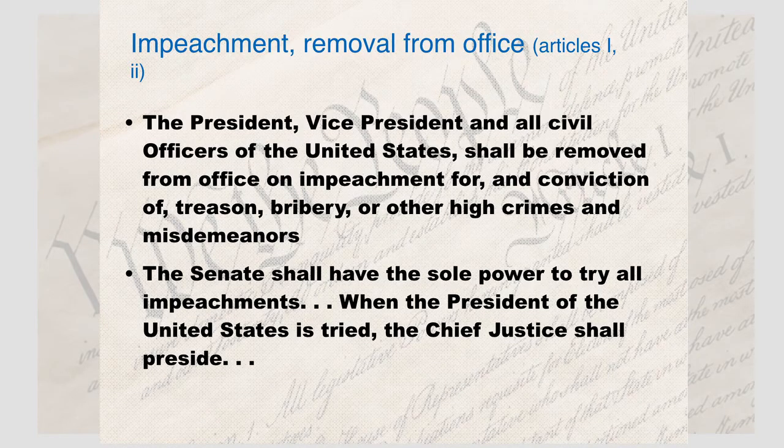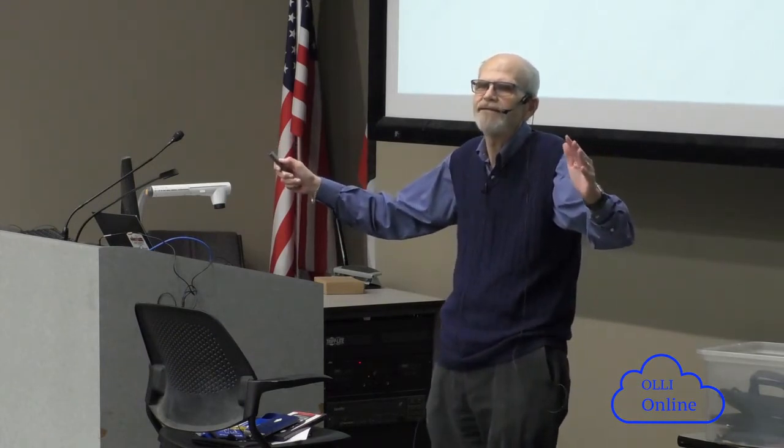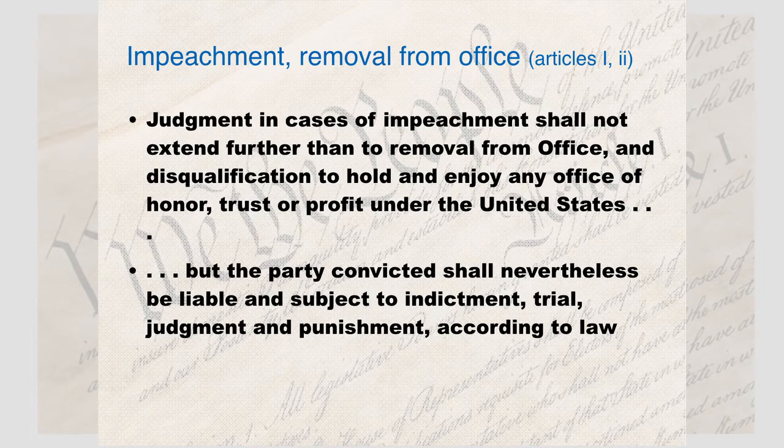The Senate shall have sole power to try all impeachments. So the House impeaches, think indicts. When the President of the United States is tried, however, the Chief Justice shall preside, so I put it in this section too. So you have all three branches in play at that point. Judgment in cases of impeachment shall not extend further than removal from office and disqualification to hold and enjoy any office of honor, trust, or profit under the United States. But the party convicted shall nevertheless be liable and subject to indictment, trial, judgment, and punishment according to law.